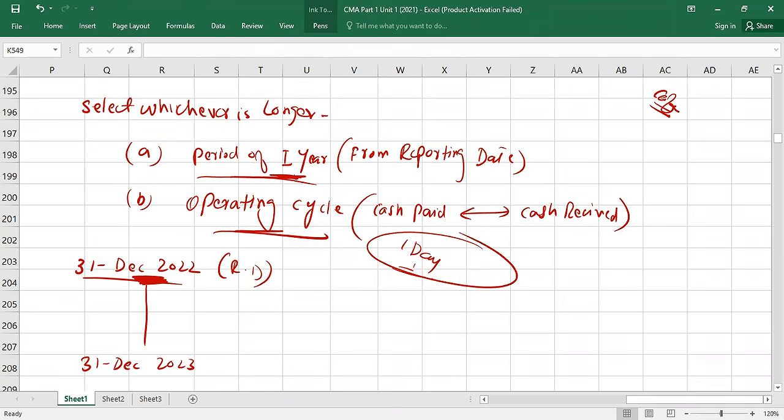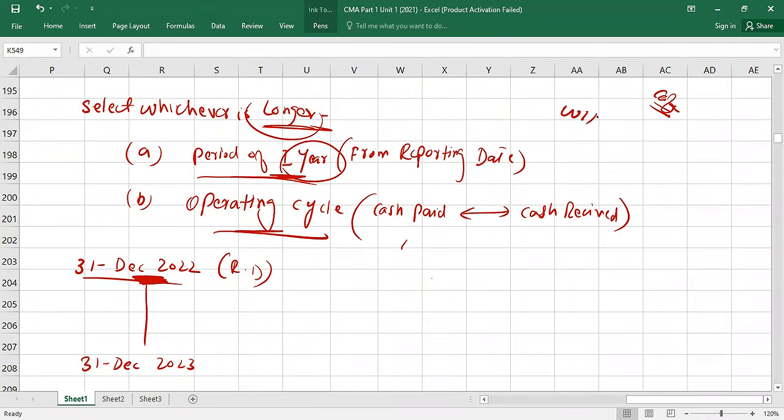Now we have selected the 1 day. It means any asset which will give you benefit within 1 day, that will become your current. And any asset which will give you benefit beyond the... guys, you have to select the longer. Actually, my mind is on the math side, sorry. So we have to select what? The longer. 1 day or 1 year, 1 year is longer. You have to select the longer. Any asset which will give you benefit within the longer period, that will become current.